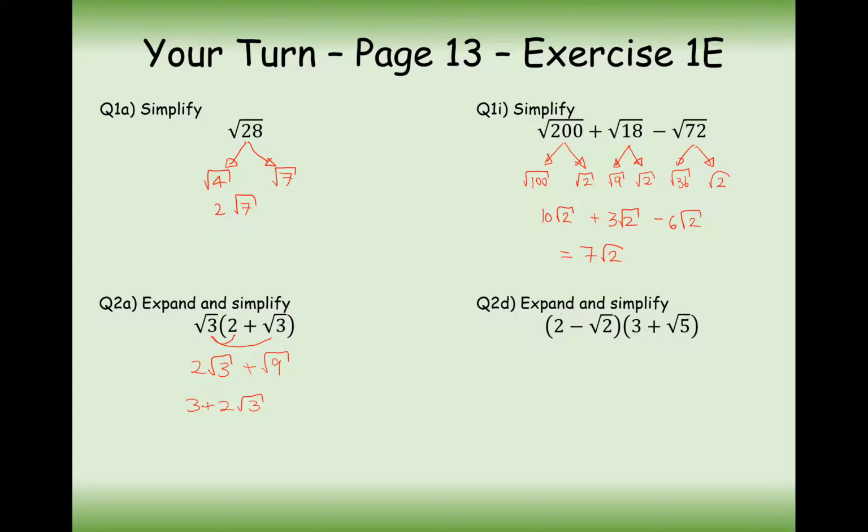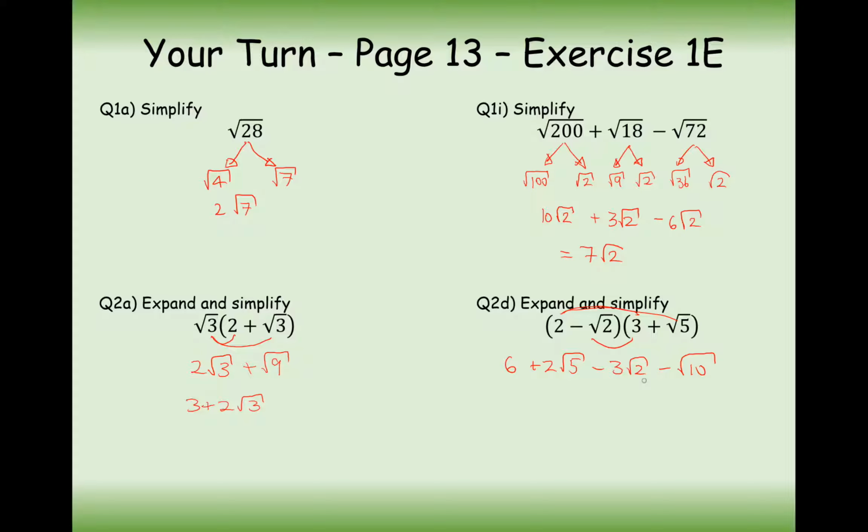Okay, expanding this bracket here, so normal number times normal number, that's 6. 2 times root 5, that's 2 root 5. Minus 2, square root number, times by 3, so we just have minus 3 root 2. And square root number times square root number, that's minus square root 10. Make sure that you've got your coefficients, your signs correct on these here.